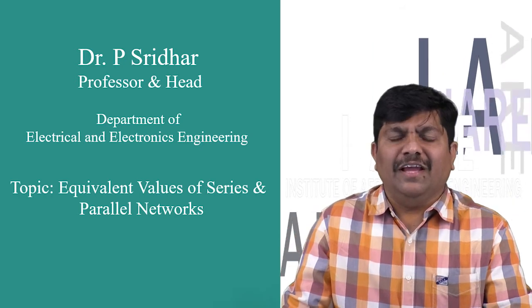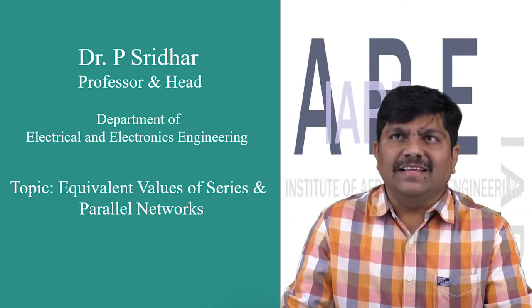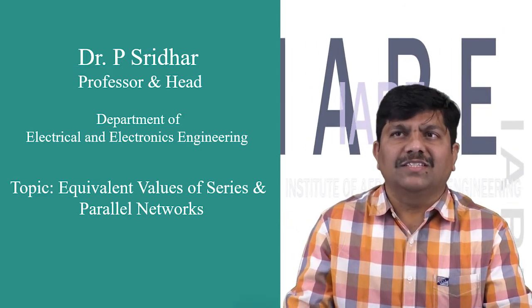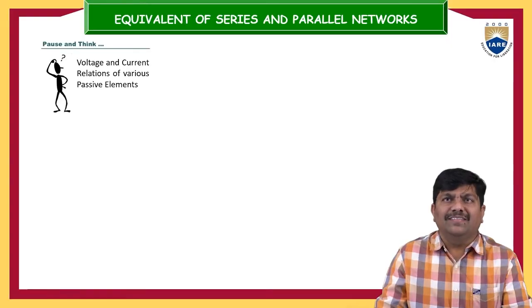I'm back with a new video lecture on equivalent series and parallel networks of various passive elements in electrical systems. Just for a while, think about the voltage and current relations of various passive elements. In my previous videos, we elaborated with suitable examples the relation between voltage and current through the various passive elements: the VI relationship of resistor R, inductor L, and capacitor C.